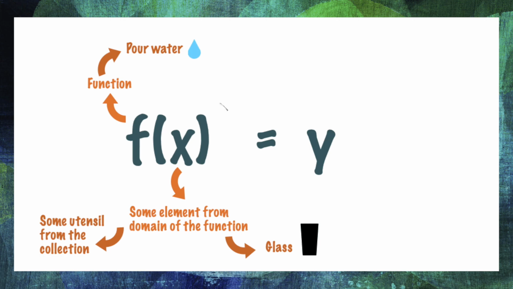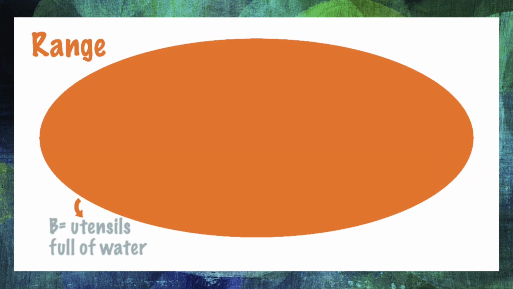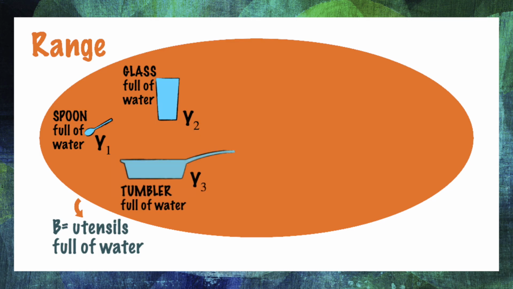Does that mean f of x is equivalent to saying take a glass and pour water in it? So we have y is equal to a glass full of water. Therefore, if we repeat the same process with all the elements of our domain, say we have a spoon, a tumbler, bowl, and all the utensils, we fill water in them because that's our function, right? And the range here is utensils full of water.